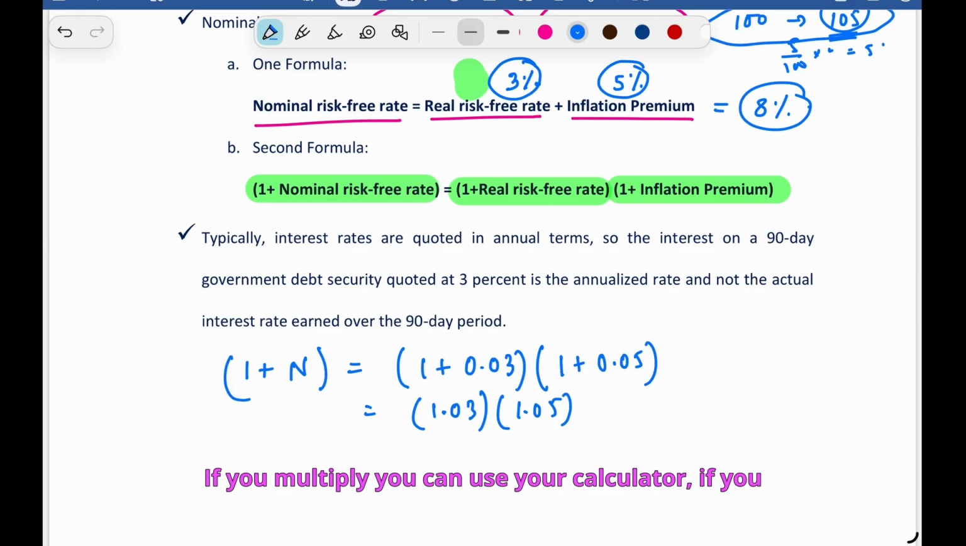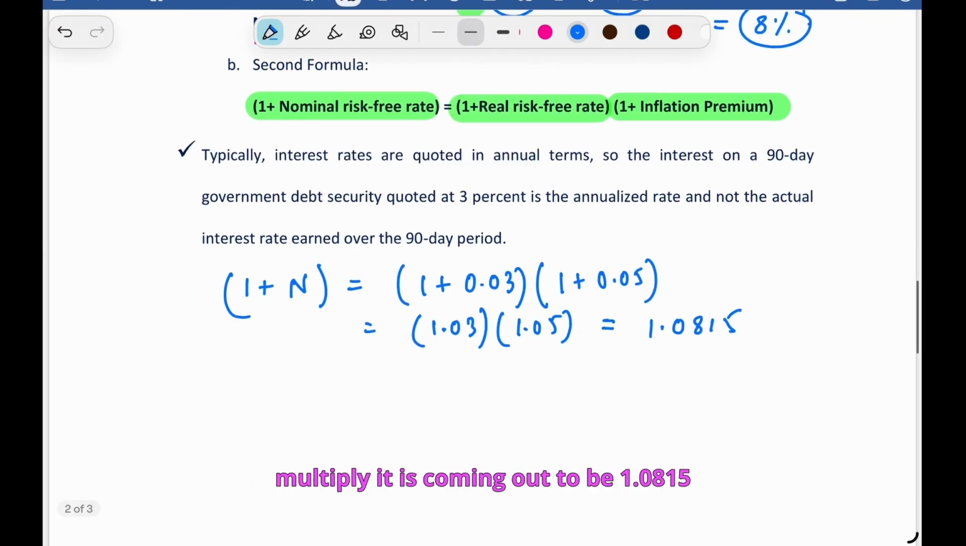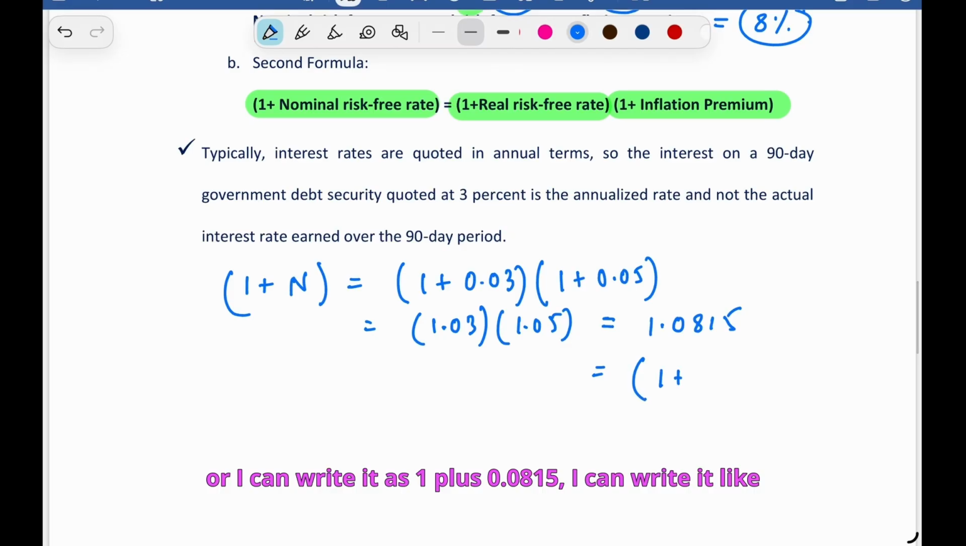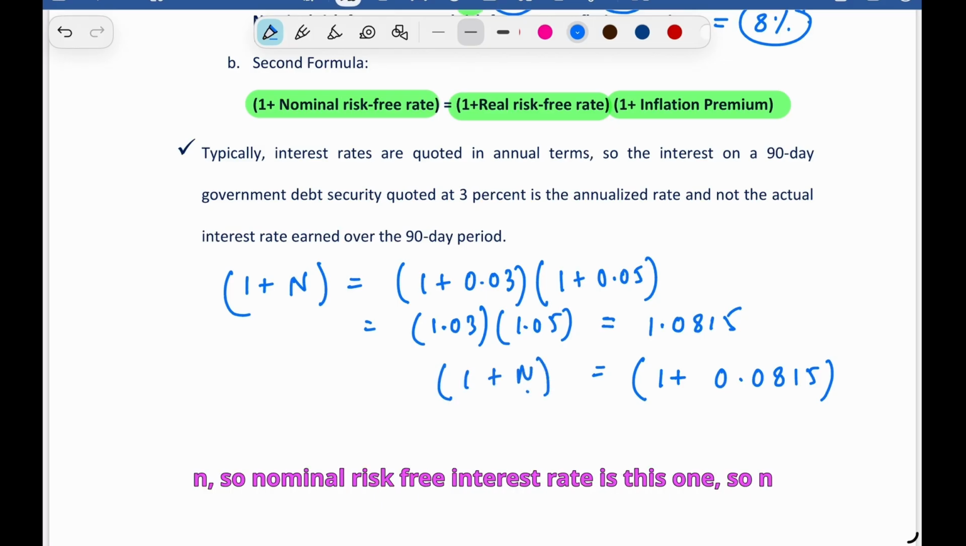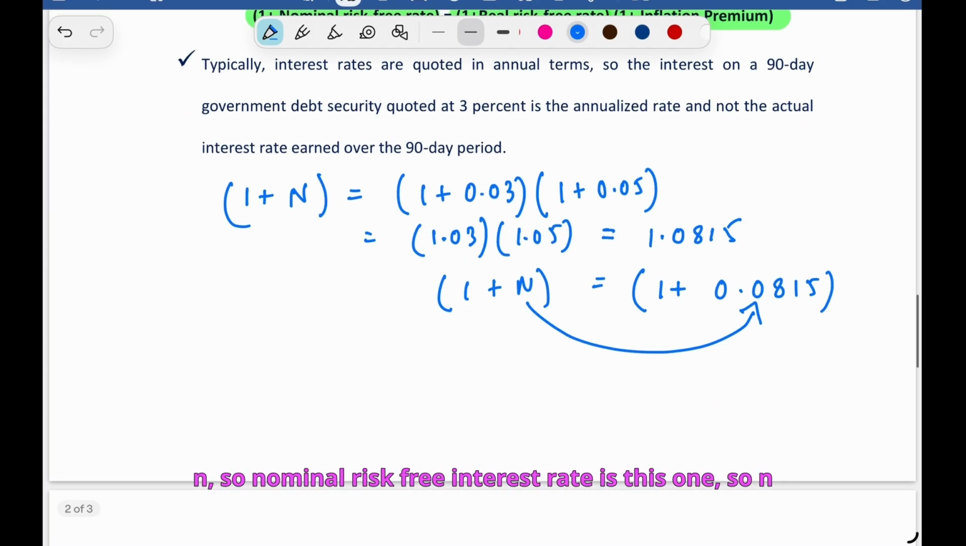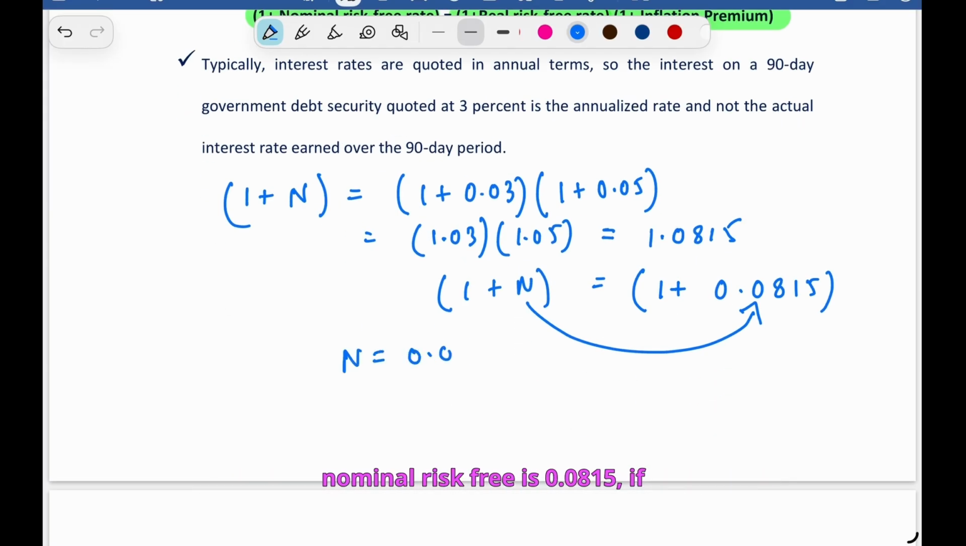If you multiply, it comes out to be 1.0815. Or I can write it as 1 plus 0.0815, right? And this side it is 1 plus n. So the nominal risk-free interest rate is this one. So n, nominal risk-free, is 0.0815. If I convert it into percentage, it is 8.15%.